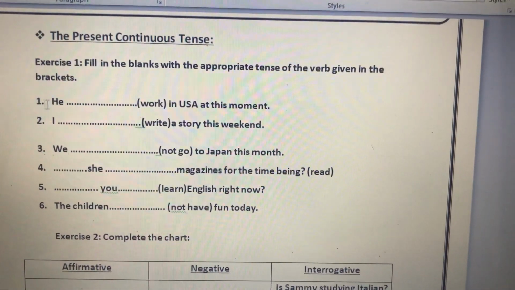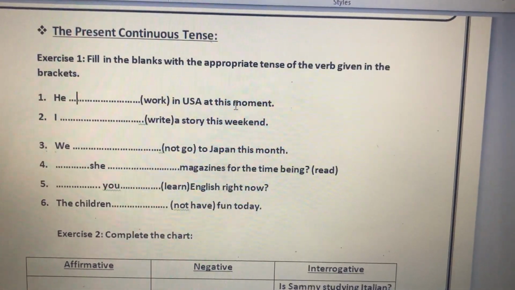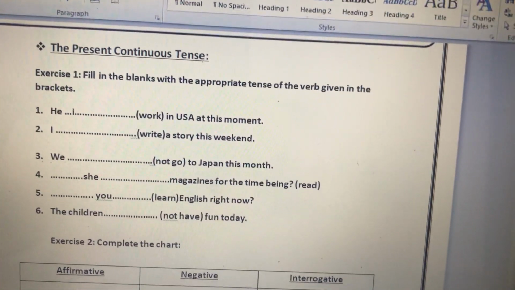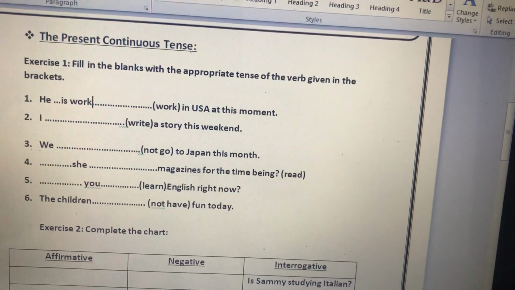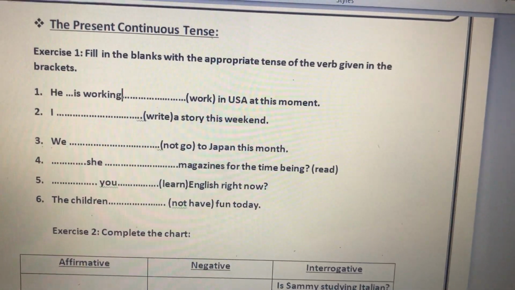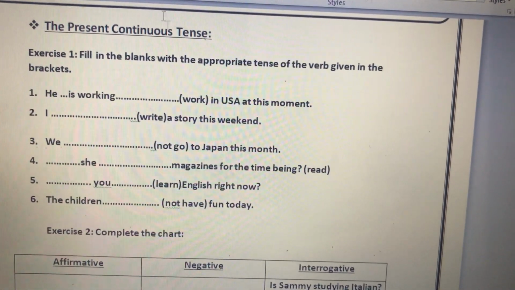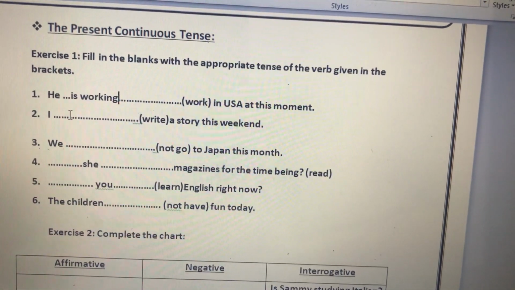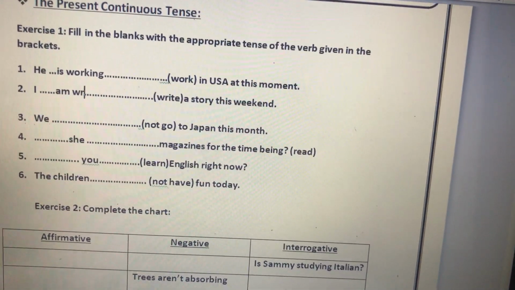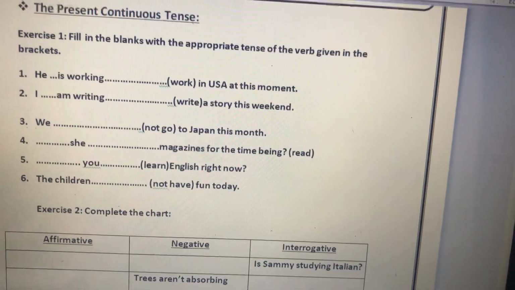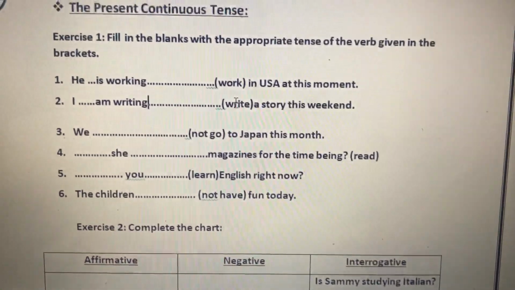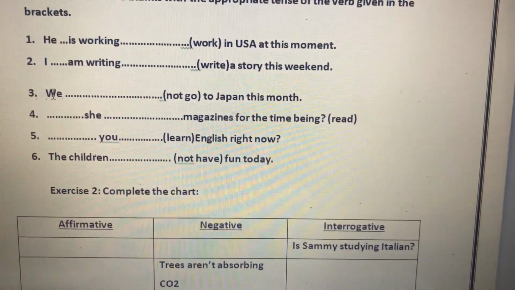Number 1, he in USA at this moment. And we have the verb work. He takes is and the verb working. Sentence number 2, I write a story this weekend. The verb is write. So here I have to say am writing. And you have to notice that we omit the E from the verb and we added ing.